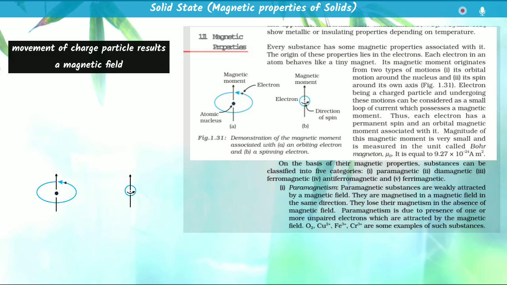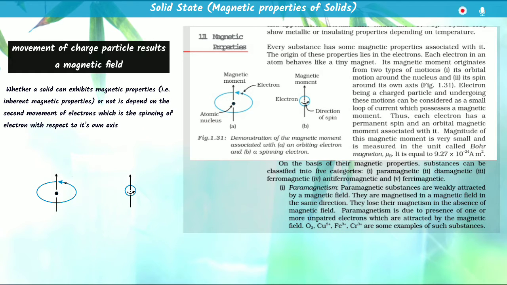Because of this movement of the electrons, that means the orbiting electrons and the spinning electrons, they will create a magnetic field, and the magnitude of this magnetic field can be represented by a magnetic moment. This is represented by a vector as shown in these figures. The length of this magnetic moment represents the magnitude, and the direction is represented by the arrow sign. These magnetic moments behave similar to bar magnets. Remember one point, that the inherent magnetic property of a solid, that means whether a solid will exhibit magnetic properties or not, mainly depends upon the second movement, that is the spinning of the electrons.